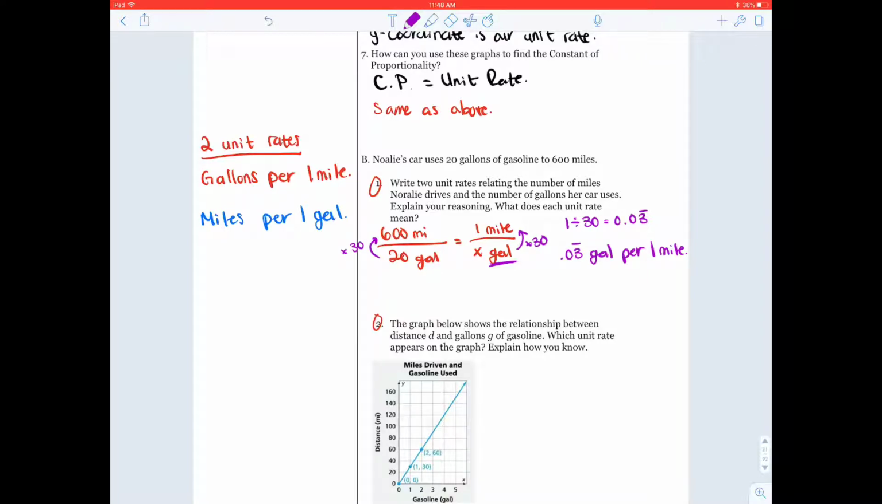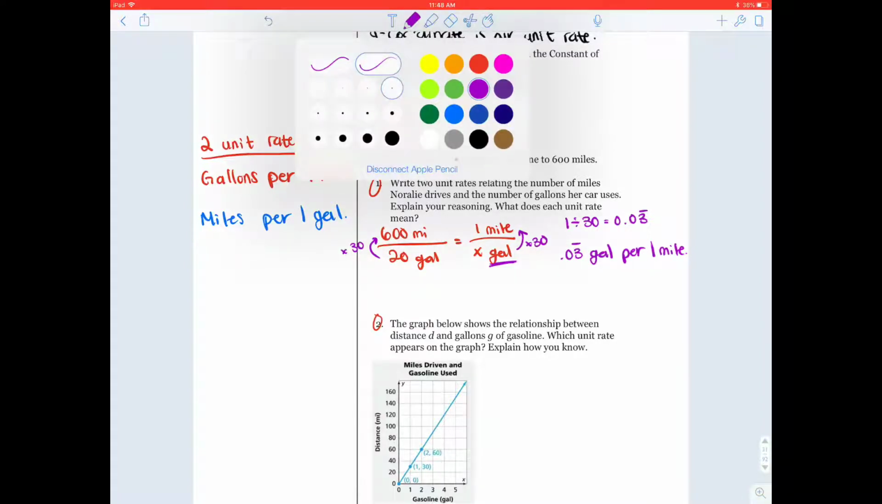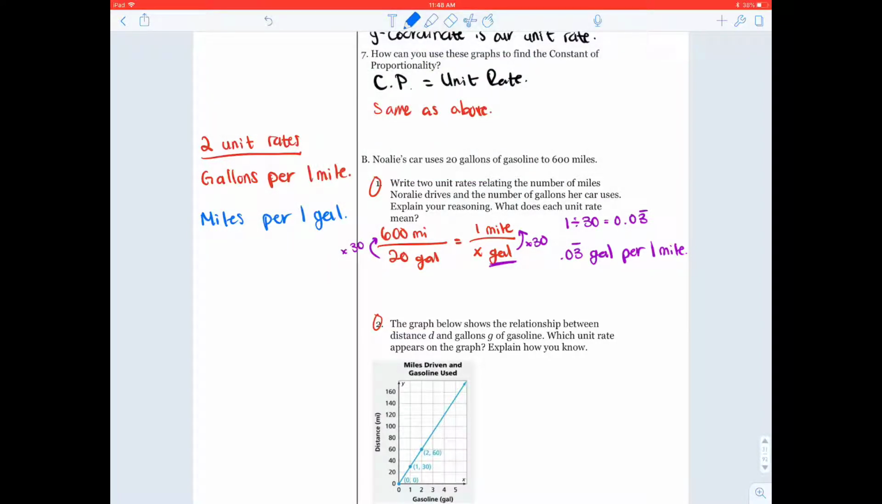Okay, so we found our first unit rate. Let's find the second one. So again, we can set up a proportion here. So 600 miles, I'm using this because this is the information they gave us, right? This ratio right here. So use it to your advantage. So now I am looking for how many miles per 1 gallon. So how far will I go with only 1 gallon of gas?